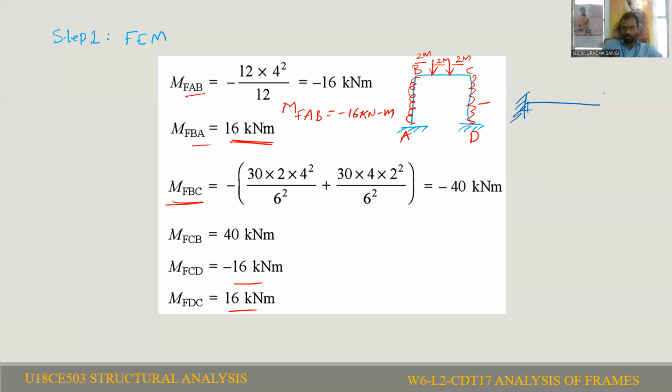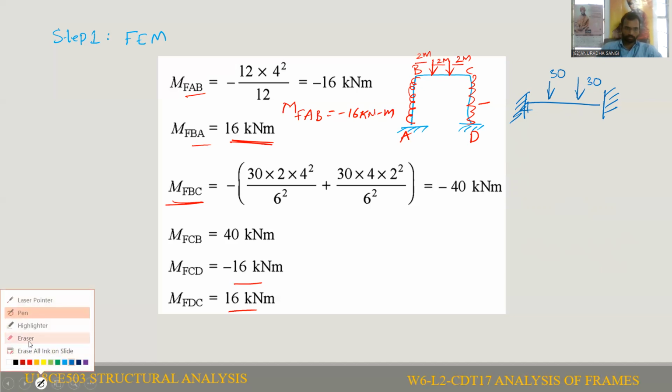Fixed beam subjected to 2 concentrated point loads, 30 kilonewton as well as 30 kilonewton. So how to calculate fixed moments? Just think about it. The only thing we need to do is first remove the second load, apply the first load, and calculate the fixed moment.